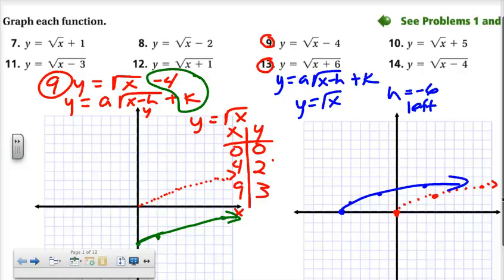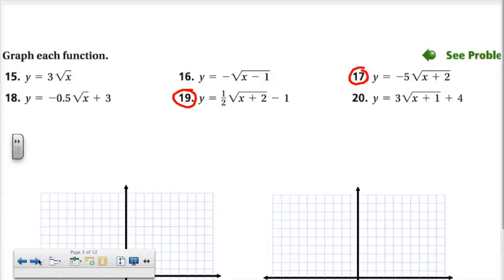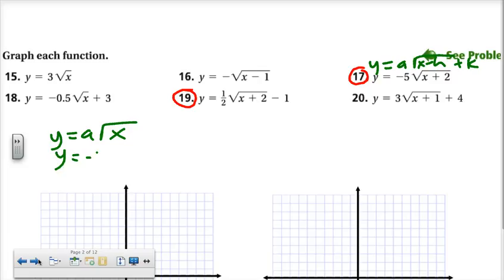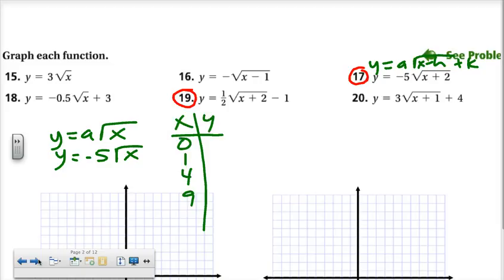All right, then the next ones, we're still graphing here, but they're getting a little more involved. So in number 17, I realize, okay, now things are different. You know, I have an a out there of negative 5. So again, I just want to graph the parent function first, which would be y equals negative 5 square roots of x. So I think of my normal table and the numbers that would come out of there.